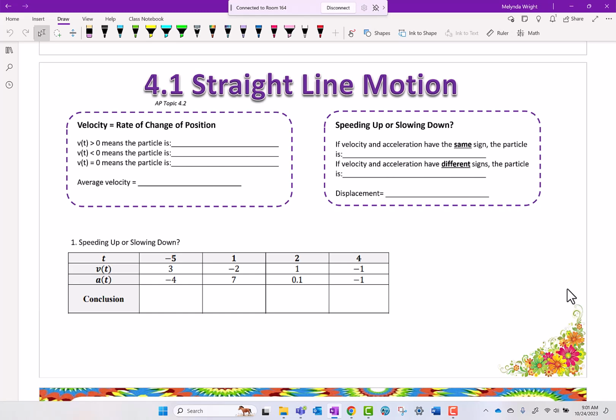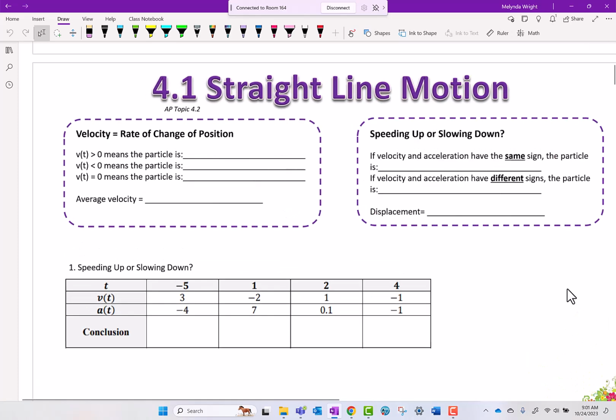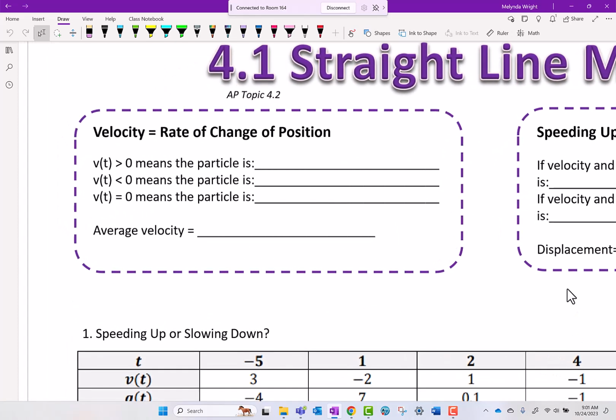And we've got some vocabulary, some concepts we need to talk about before we jump into working problems. First up, we need to talk about what the sign of velocity means. So if velocity is positive, what does that mean for the particle? What's happening to the particle? If velocity is positive, that means the particle is moving right.